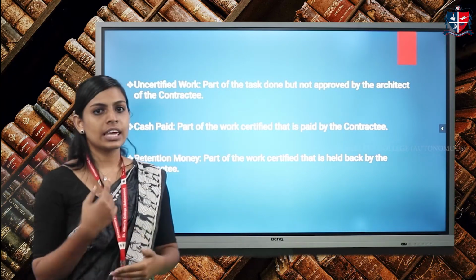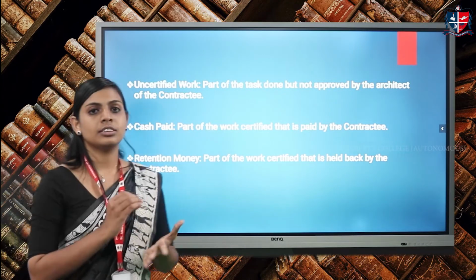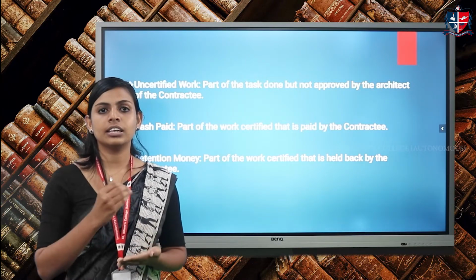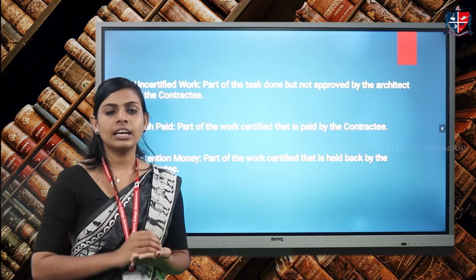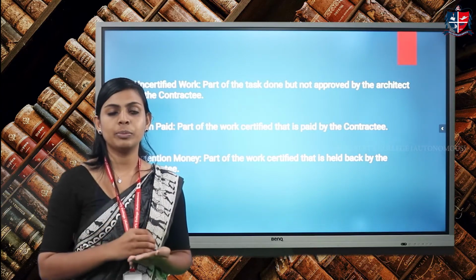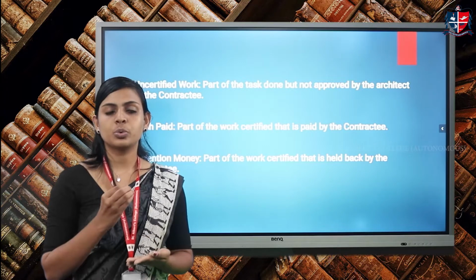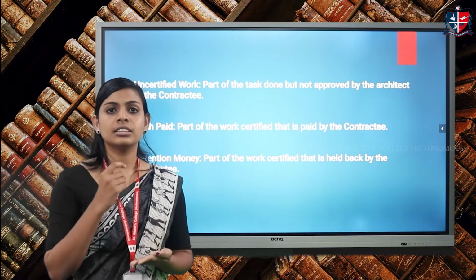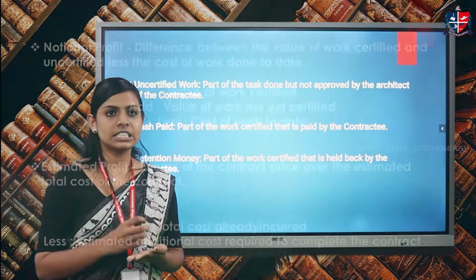Now, cash paid. Cash paid is the cash given by the contractee. Next one is retention money. So, we know that the process of contract costing is that the architect comes, he gives a certificate of completion. That is the work certified. He gives a work certified, and depending on the percentage of work completed, a certain amount of money is to be paid by the contractee to the contractor. But still, the contractee has a provision to retain some money. That is, if he is supposed to pay 10,000 and he is only paying 800, the remaining 200, the money which he is not paying to the contractor, is known as retention money.